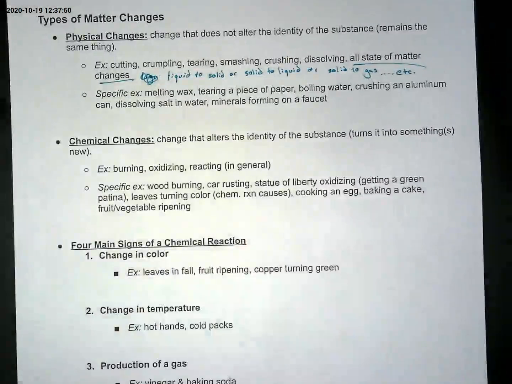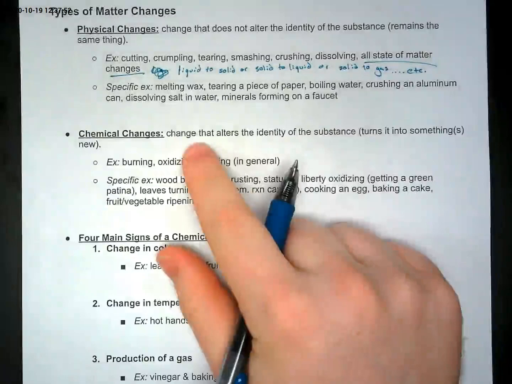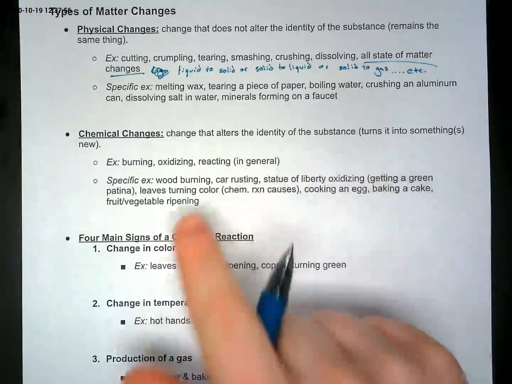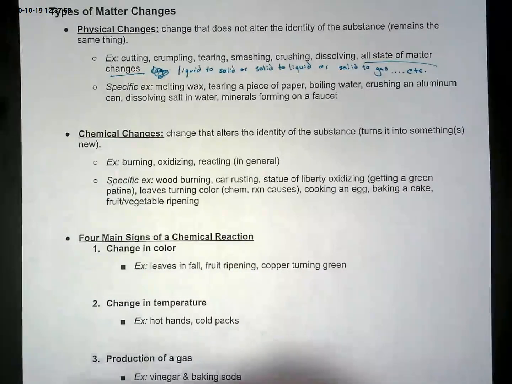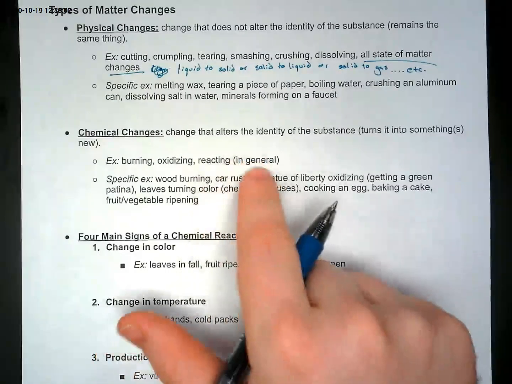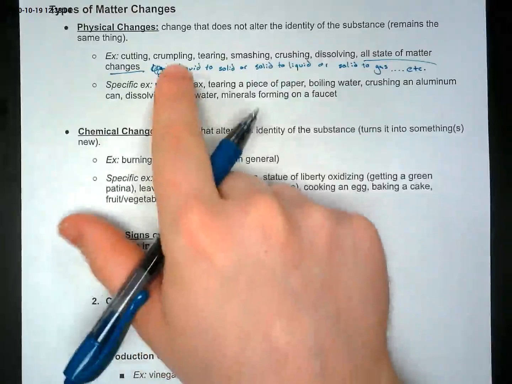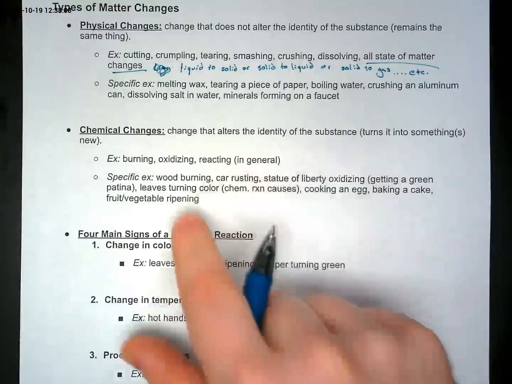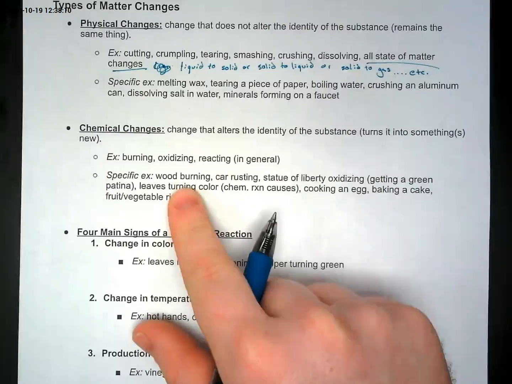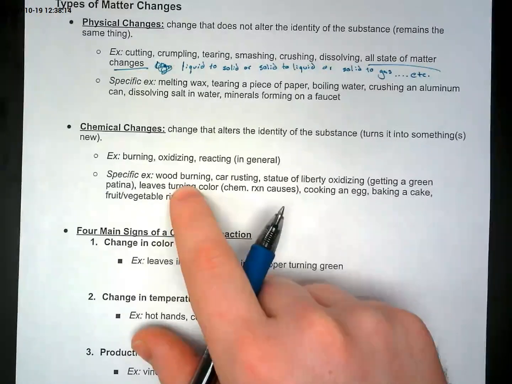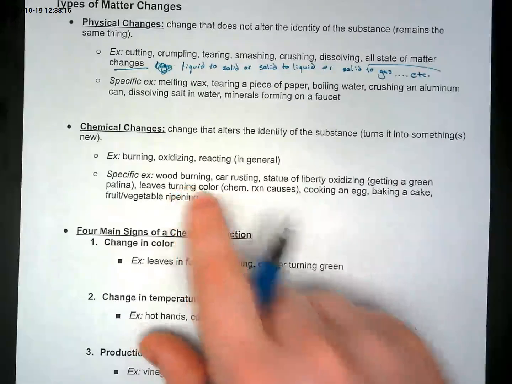Now, a chemical change. This one, I'll read: a change that alters the identity of the substance. It turns it into something completely different, something completely new. So this would be like burning, oxidizing, and reacting. Generally reacting, because you can maybe say there's some reaction somewhere up here, but reacting so much as this, wood burning. If you burn a log, you're not going to be able to take that ash and turn it back into a log. It just doesn't work like that.